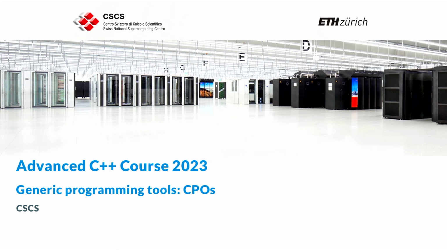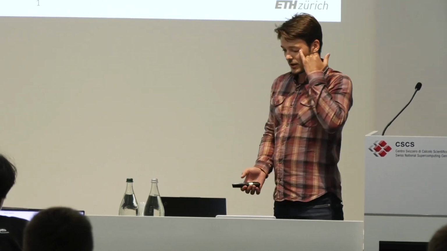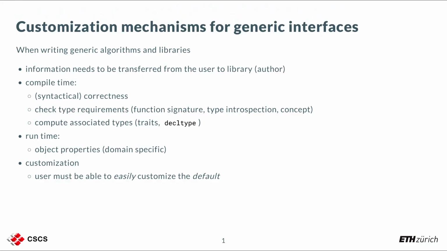Okay, so I want to talk about some tools we find useful when we do generic programming, and in particular I want to talk about customization mechanisms that we can use when we do generic programming, and in particular when we want to design interfaces for generic programming or for our libraries.